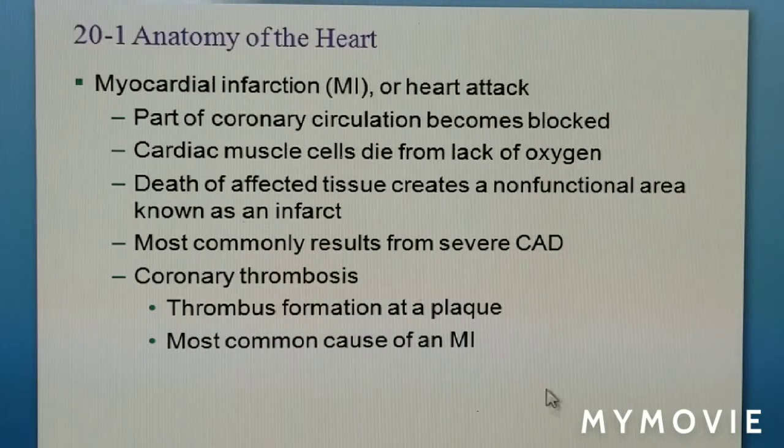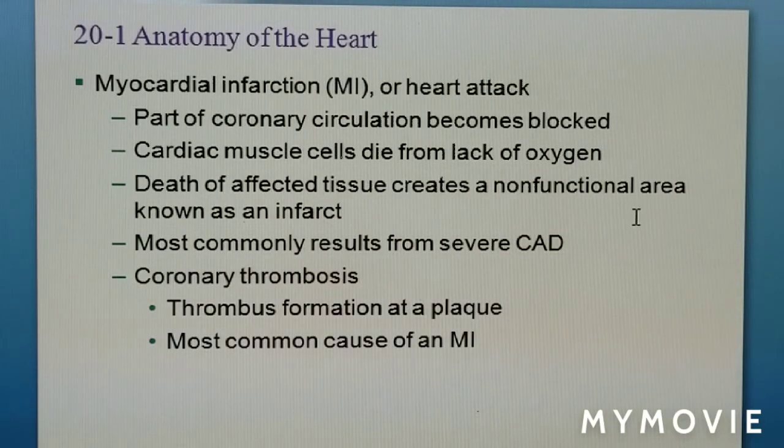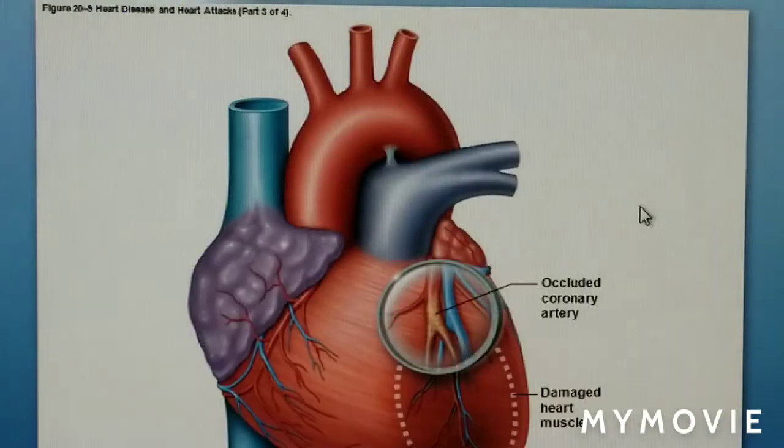Myocardial infarction, or an MI, heart attack. Part of the coronary circulation becomes blocked. Cardiac muscle cells die from lack of oxygen. The death of the affected tissue creates a non-functional area known as an infarct. Most commonly results from severe CAD. Coronary thrombus. Thrombus formation at the plaque, most common cause of the MI.